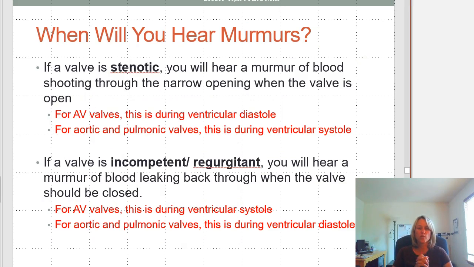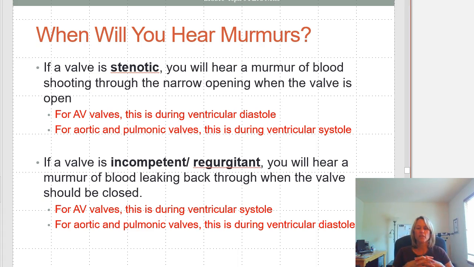So when will you hear the murmur? If a valve is stenotic, you'll hear a murmur of blood shooting through the constricted opening when the valve is open. Now, if this is an AV valve, such as the mitral valve or the tricuspid valve, the valve is open during ventricular diastole, or filling of the ventricles. So you would hear the heart murmur during ventricular diastole. If it's the aortic valve or the pulmonic valve, if the valve is stenotic, you would hear it during ventricular systole, when the heart is contracting and pumping blood into the aorta and pulmonary artery.